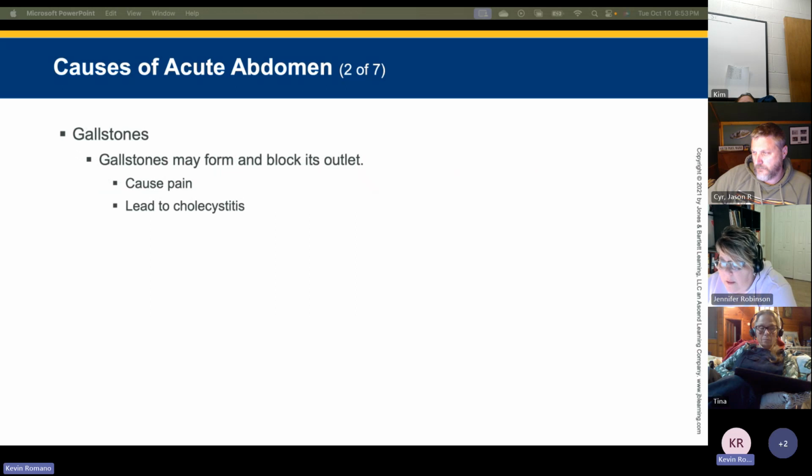Gallstones may form as well and block the outlet of the gallbladder. If the blockage is not relieved, inflammation in the gallbladder, or cholecystitis, can occur. Some signs and symptoms would be constant severe pain in the right upper or mid-abdominal region that may refer to the right upper back, shoulder area, or flank. Nausea, vomiting, indigestion, bloating, gas, and belching as well.